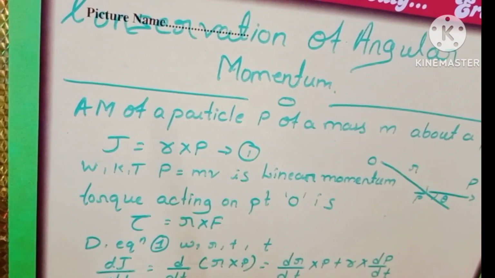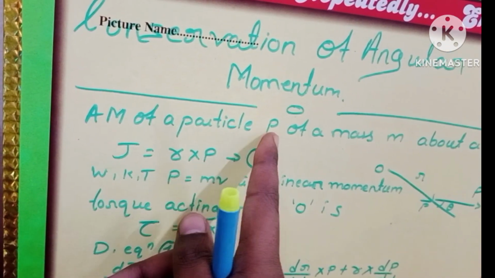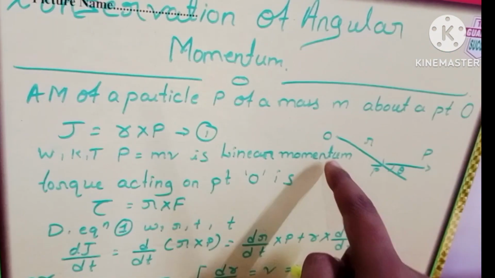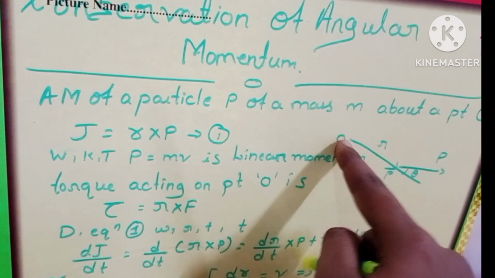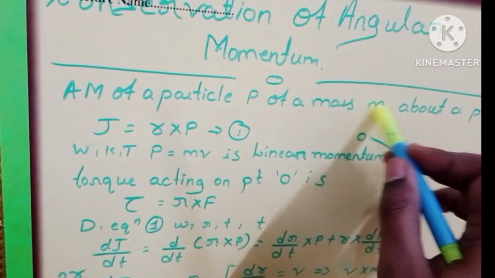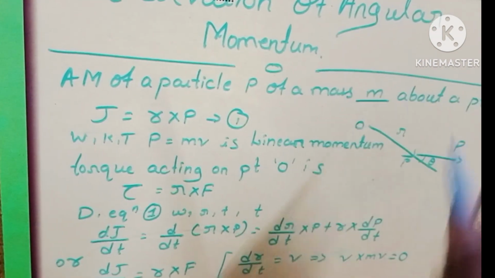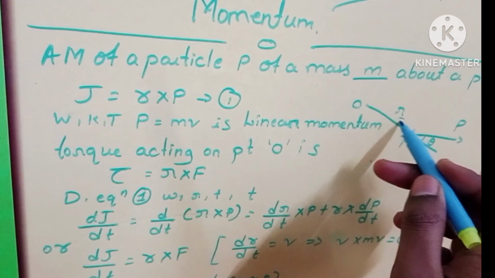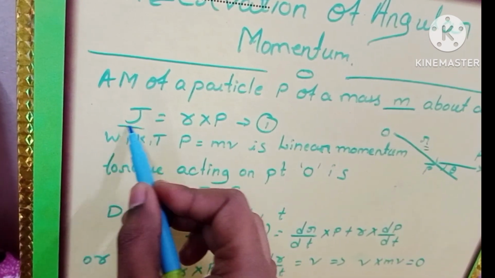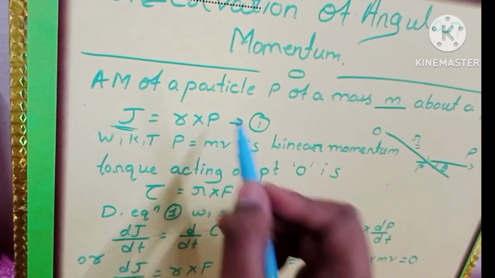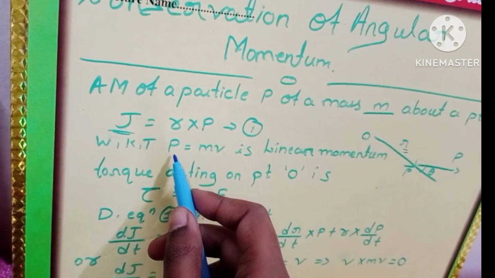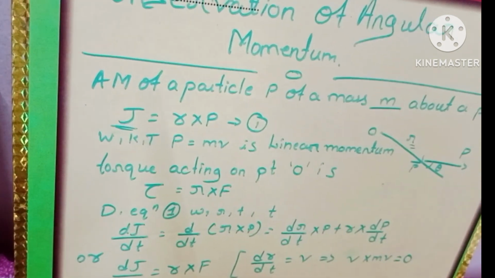Initially we have to consider the angular momentum of a particle P of mass m about a point O. The distance is r and the angle is theta. We know that angular momentum is represented as J. So J = r cross p, where r is the distance and p is the linear momentum. We know that p = mv, mass into velocity.